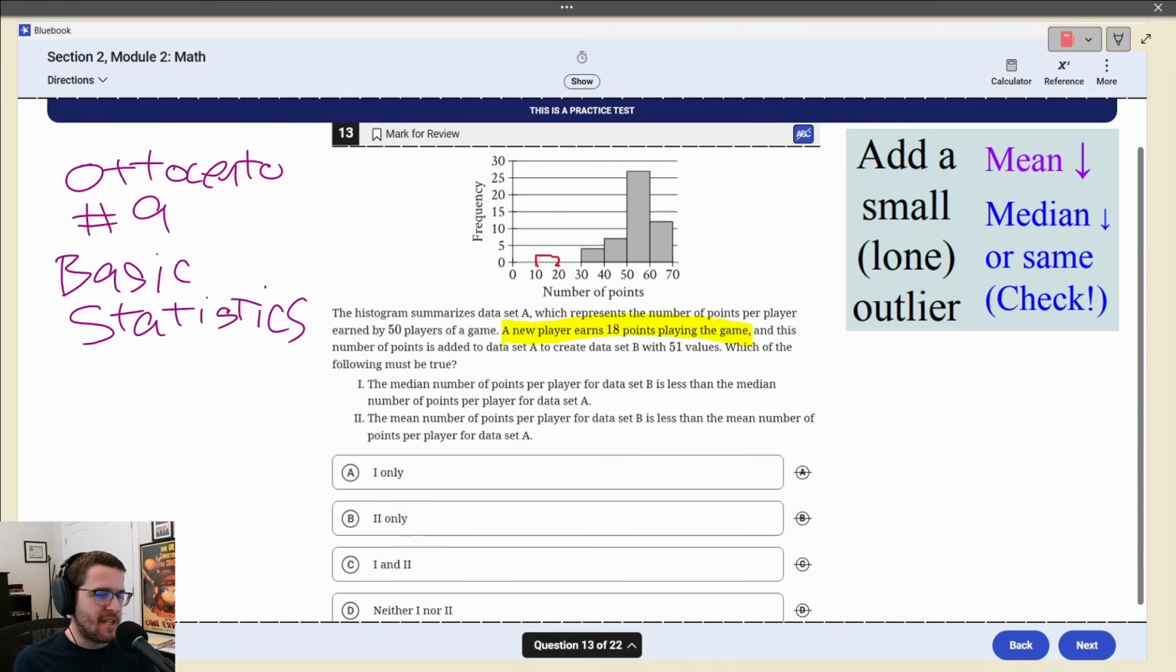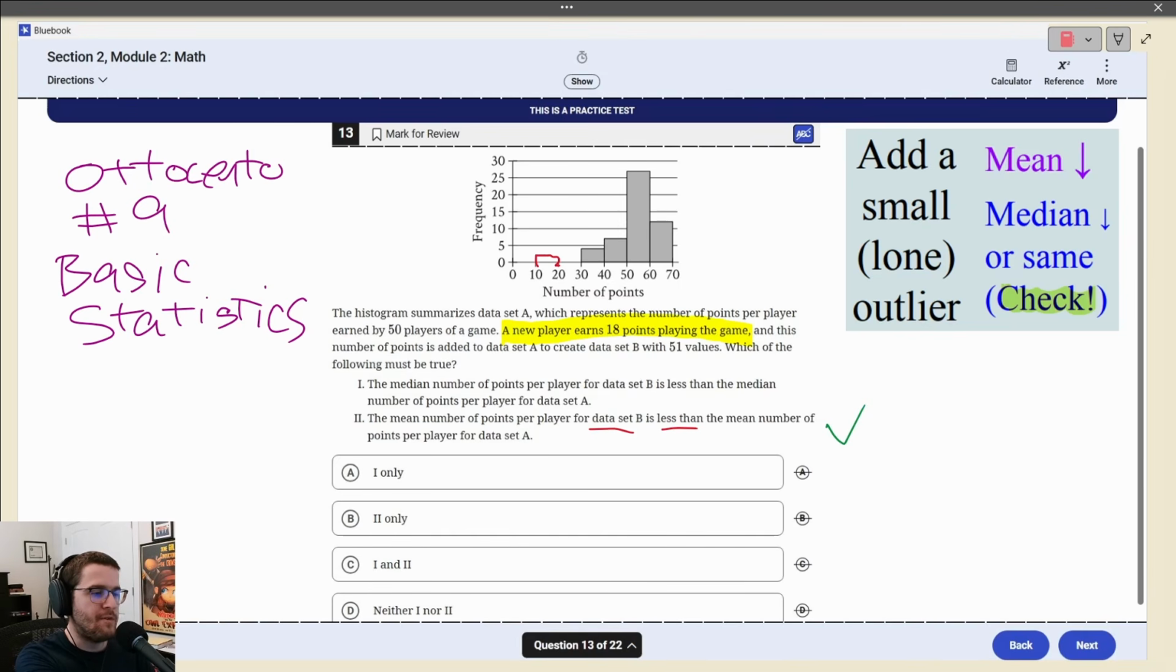With a median, it's either going to do what the mean does, just a tiny amount, so in this case go down a tiny amount, or it's going to stay the same. We have to check. So we know for sure that the mean of the new data set is going to be less. So we know for sure it's going to go down, right? We don't need to do any calculation. But the median, we're not so sure.